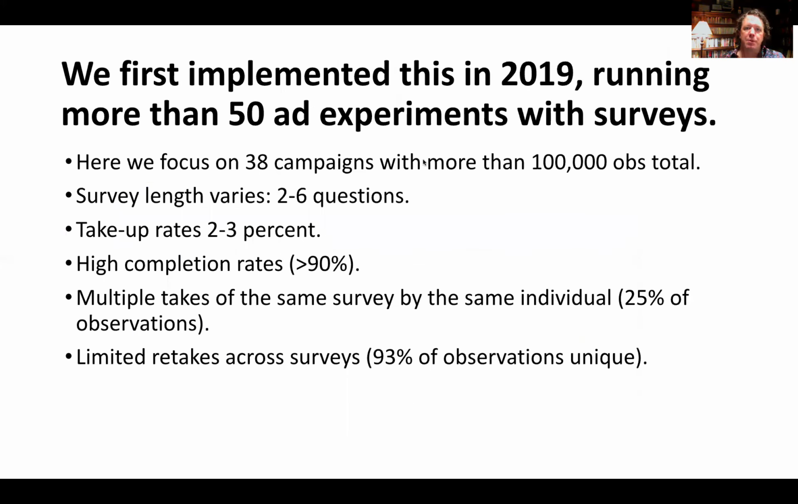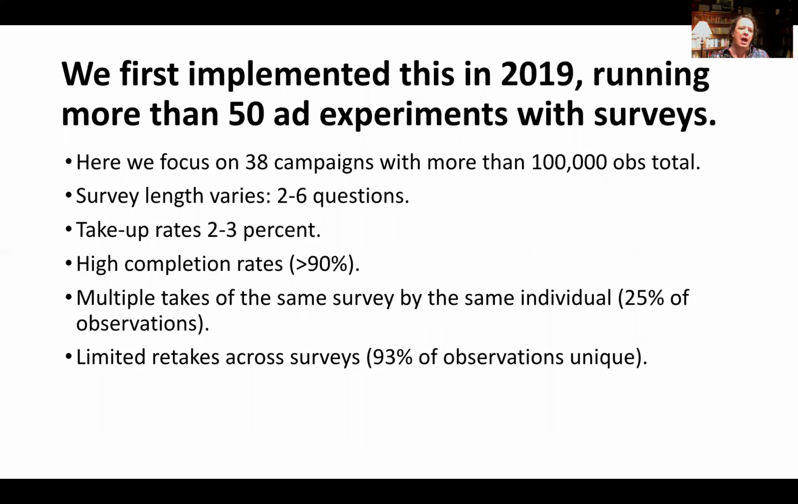So we first implemented the system last year, and we've run more than 50 ad experiments with surveys so far. Here we're going to focus on our 38 clean campaigns where we didn't have any problems, and we have over 100,000 observations in total, because for each campaign we try to get 2,000 surveys in treatment and 2,000 surveys in control. The survey length varies from 2 to 6 questions.